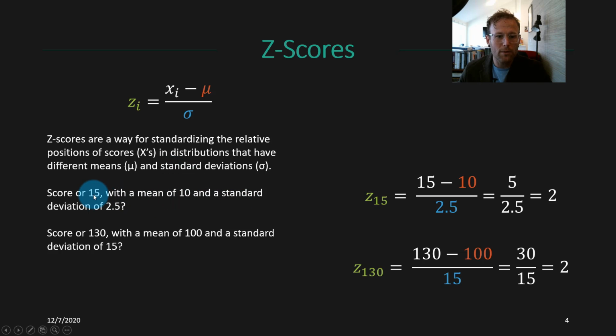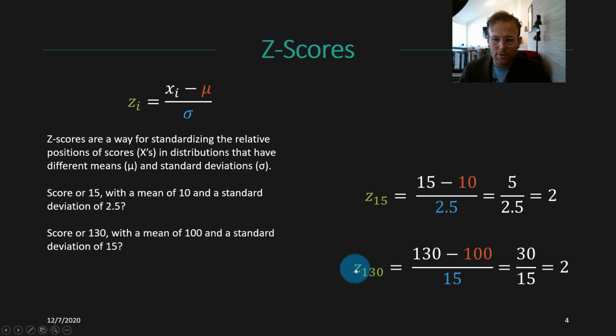So we can solve this for two different examples. Let's say we have a score of 15, but the mean is 10 and the standard deviation is 2.5. So a z-score in this case for a score of 15, we do 15 minus 10 divided by 2.5. That turns into 5 over 2.5. That is a z-score of 2 because the 15 is 2 standard deviations above the mean.